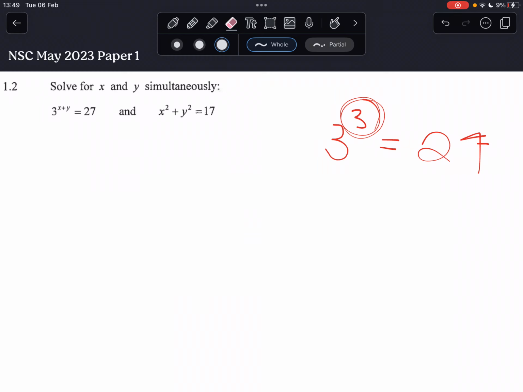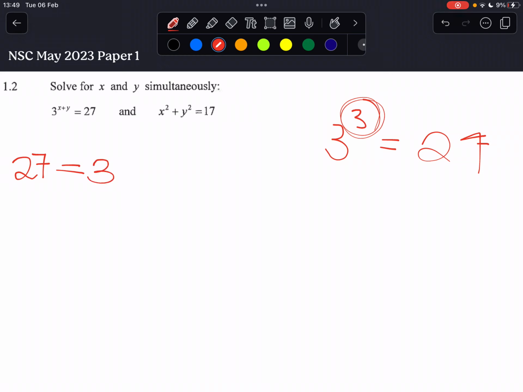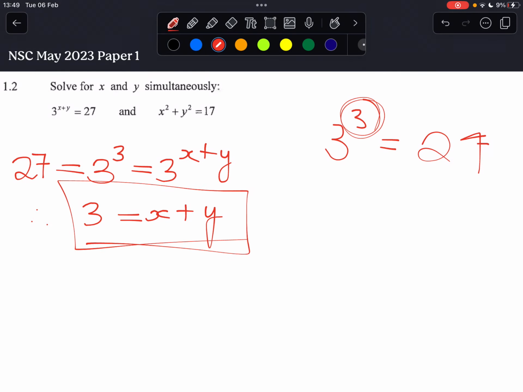The issue is that we currently have an exponential equation here, but hopefully you've spotted the key over here. We've said that 27 is equal to 3 to the 3, but we've also been told it's the same as 3 to the x plus y. And so therefore, it must follow that 3 is equal to x plus y. So now we have our linear equation, right?